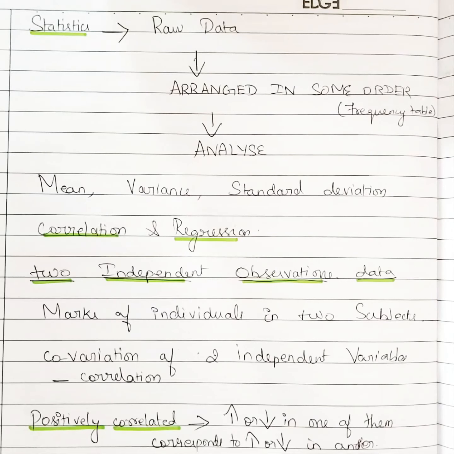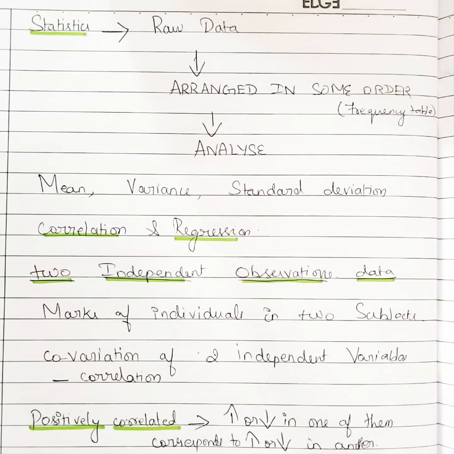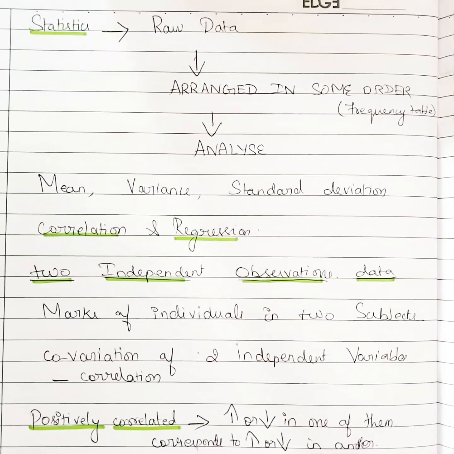Hi. We are going to start from module 4, that is statistical methods. First of all, what do you mean by statistics? We collect some data, of course, that's raw data, and we have to arrange it in some order so that we can analyze it further down.